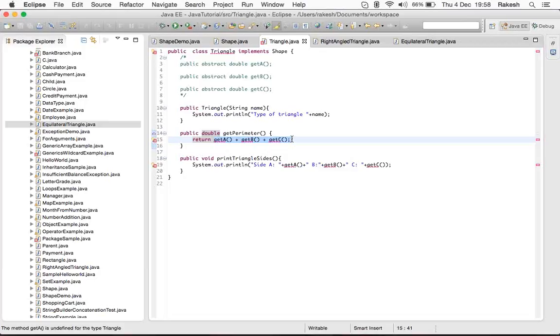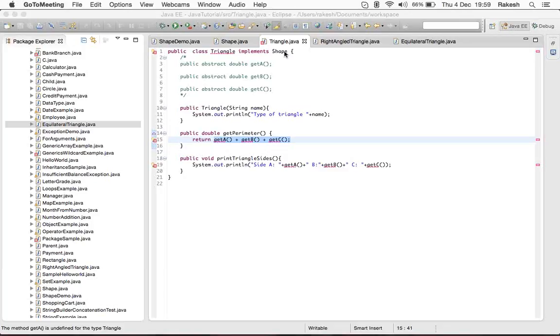Do you guys agree with me? My triangle has only half of the information. Right now it knows that you're asking it to calculate the perimeter, but it has no clue of the sides. Moreover, the triangle does not know how to calculate area. That means it is not fulfilling this contract of the shape. Do you guys see the problem there?